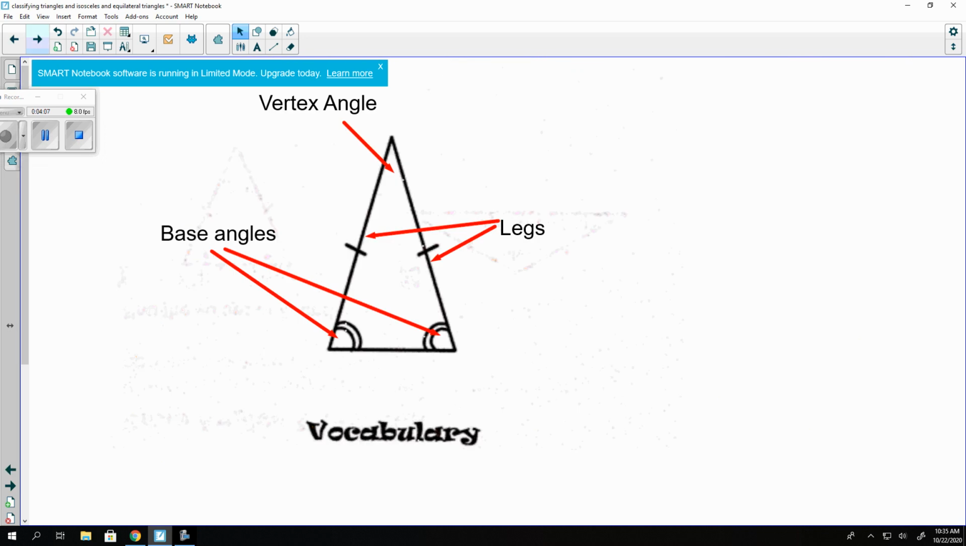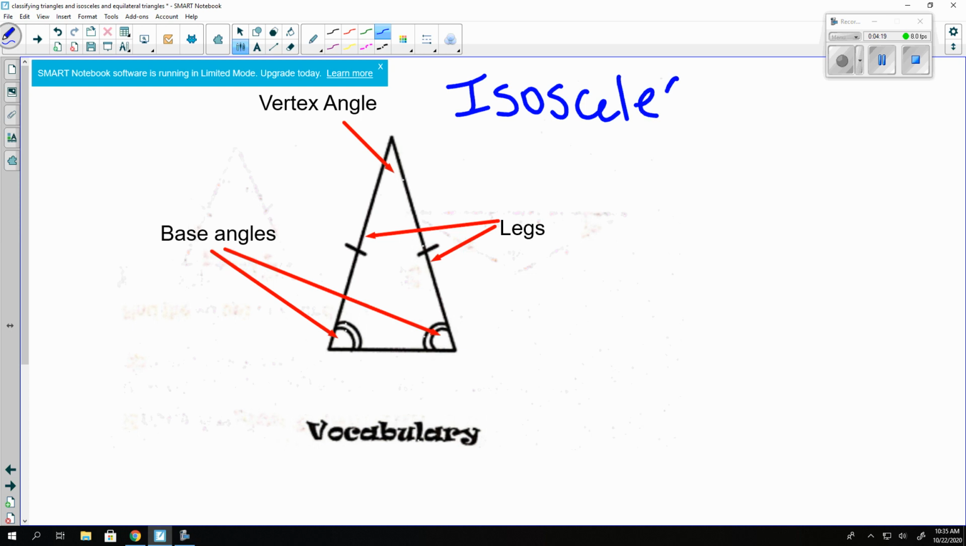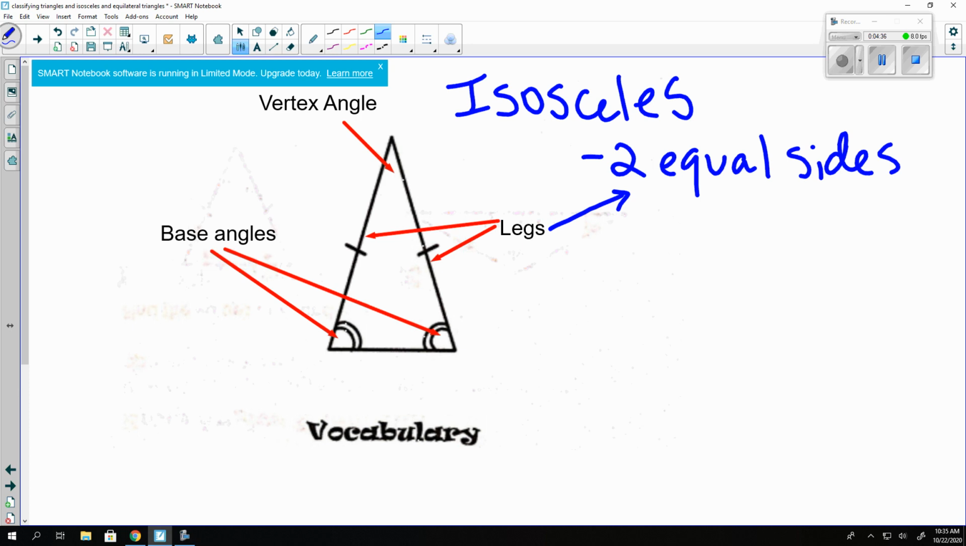Okay, so our next item that we're going to talk about is the isosceles triangle, okay? So this is an isosceles triangle, all right, which means that it has two equal sides. And those two equal sides are called the legs, okay? The two sides that are equal, and you can tell they're equal by these tick marks. The two equal sides are called the legs.